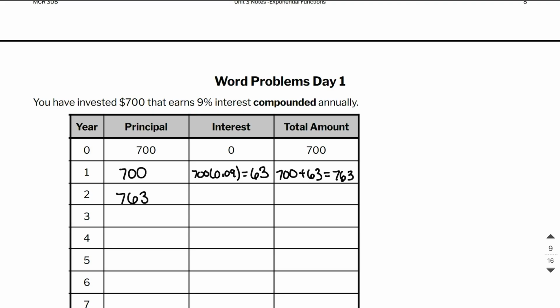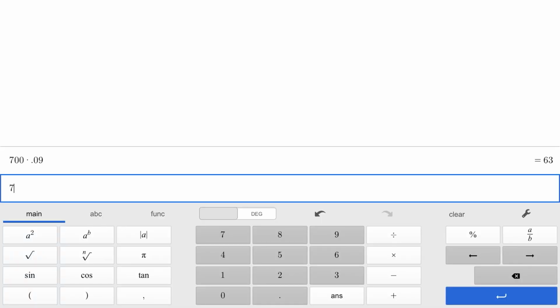So then after year two, you're at $763. So what compound interest means is it's going to take the new amount and apply the interest on the new amount to find the next value, as opposed to applying the interest on the original $700. So here, that means we're going to do 763 times 0.09. So let's calculate that value. And we get $68.67.